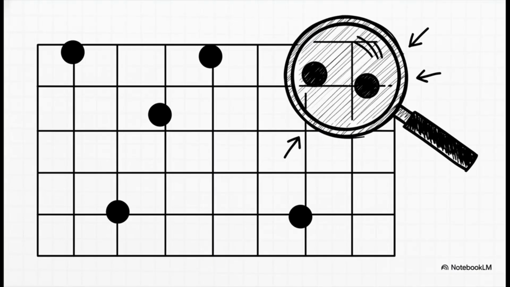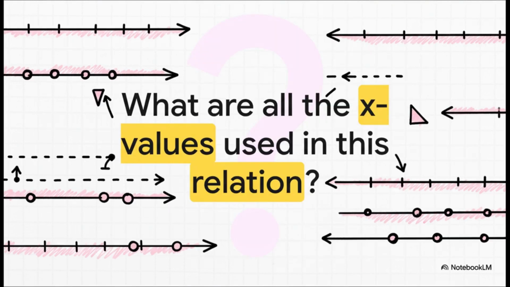So let's use this little graph right here as our example. We've got just 5 points plotted. For right now, this set of 5 pairs is our entire relation. So let's take a closer look at their addresses. First up, just focus on the horizontal part. Forget about up and down for a minute. Just look left and right. Which x values actually have a point sitting on them? Go ahead, take a second and just list them in your head.